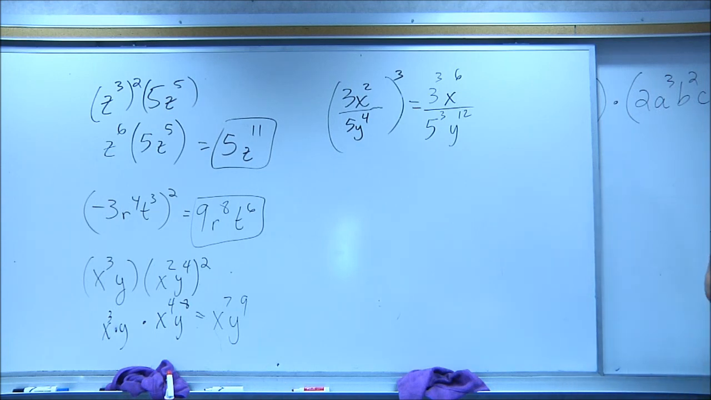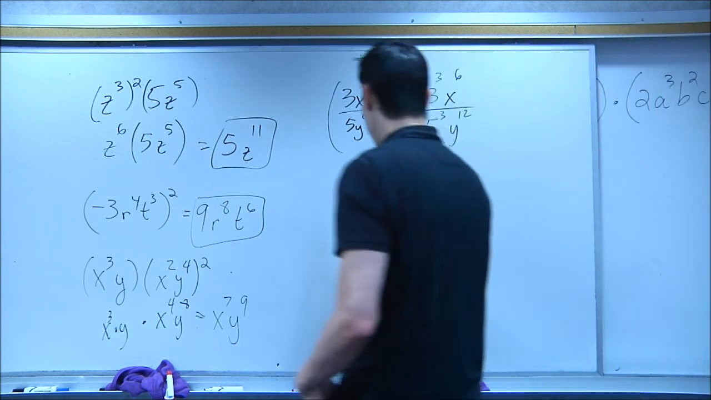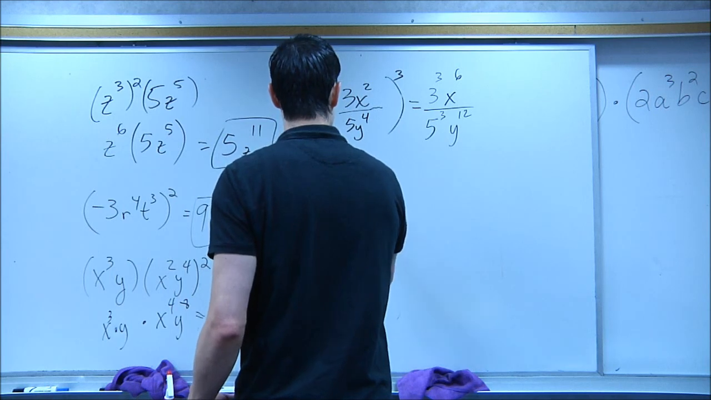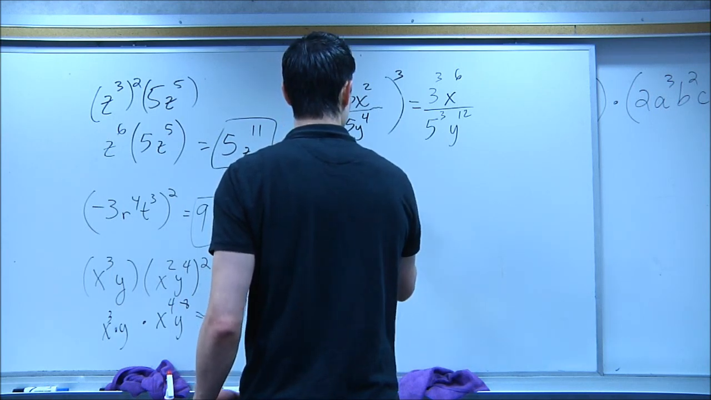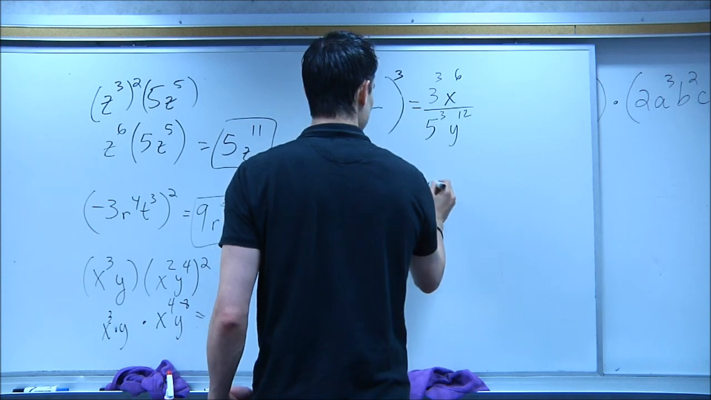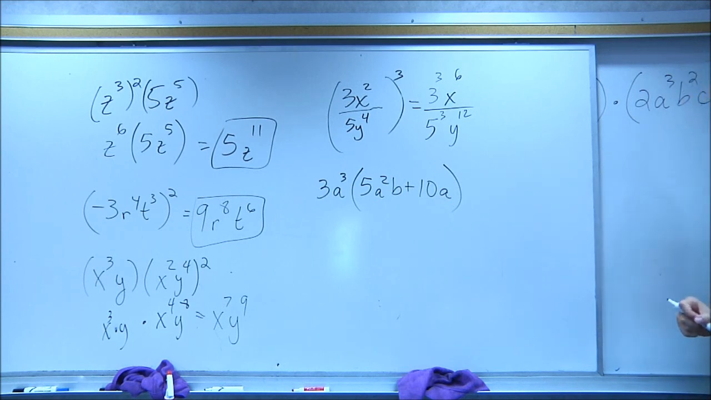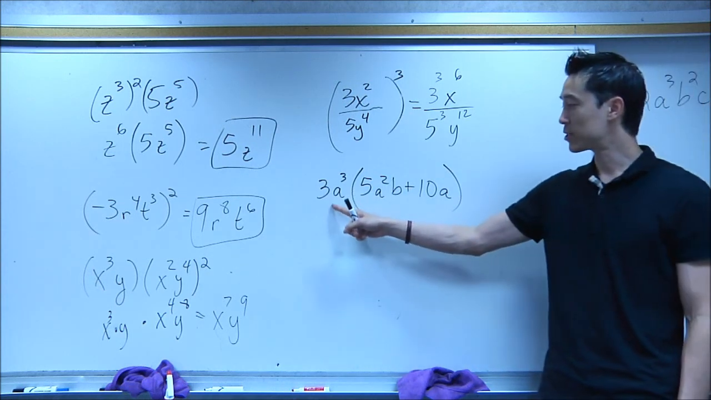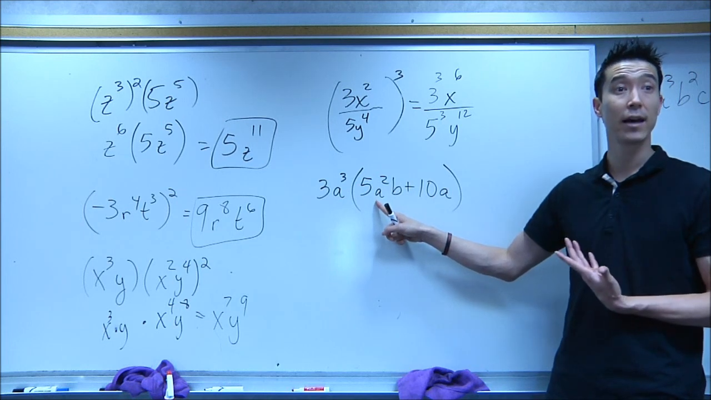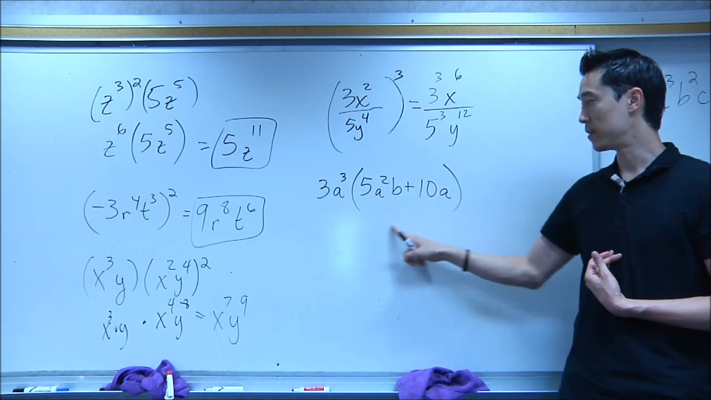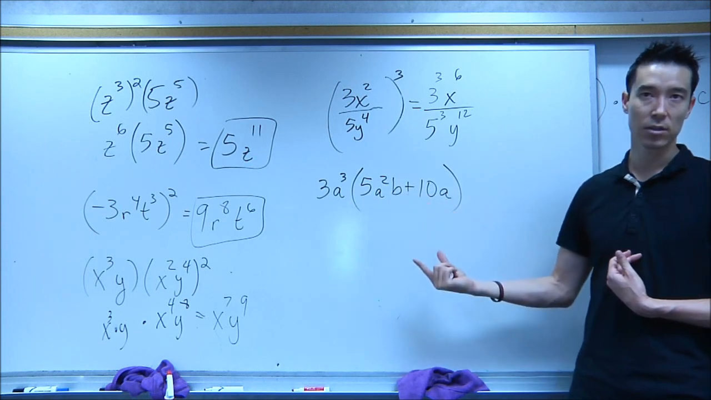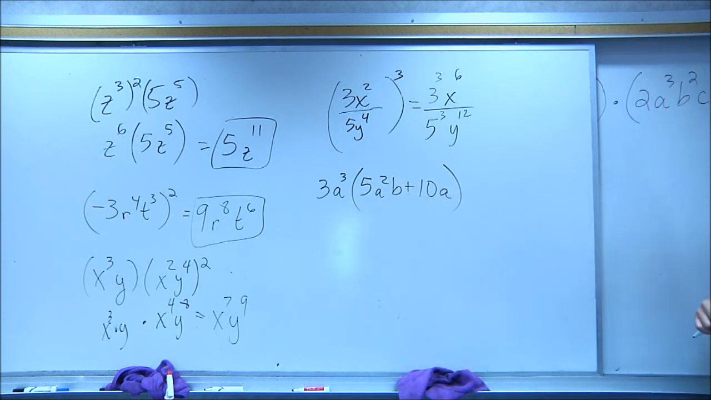All right, the last part of this section is distributing and understanding that. So let's try this: 3a to the 3rd times (5a squared b plus 10a). Now they're testing to see if you can distribute, which is something we learned a long time ago. When we distribute this times this, we have a rule on how to handle that now. Plus, when I distribute this times this, I have similar bases, so I need to make sure I can handle the exponent part.